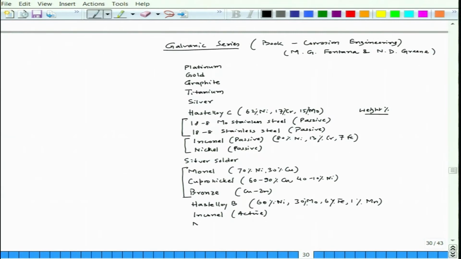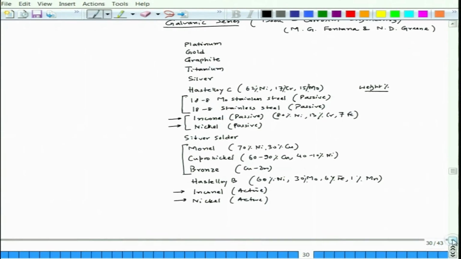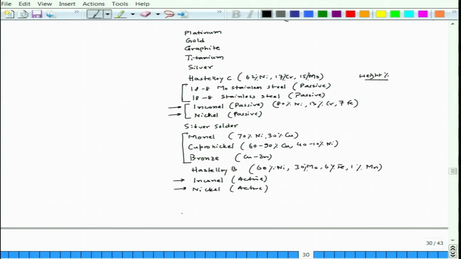And then we have nickel, which is mentioned as active. We will try to understand why. For example, if you see these 2 and if you see these 2, their compositions are same, but one is active, one part is passive, and they are staying wide apart in the galvanic series. Then in fact, they have clubbed these 2 in one group.